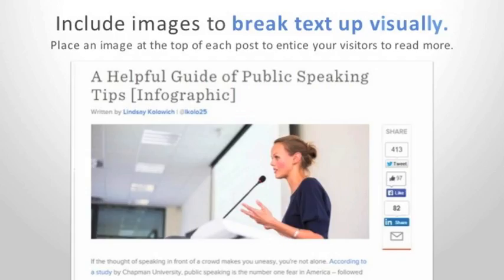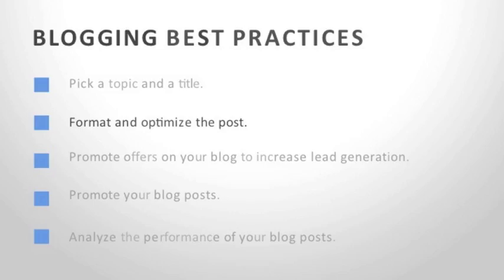And include images to visually break up your text. Images grab attention and help your readers understand the post at a glance. Place one at the top of every blog post to entice your visitors to read further. Your photos don't need to directly illustrate what your post is about, but they should be loosely related to your content. Next, you want to optimize the blog post for search engines.